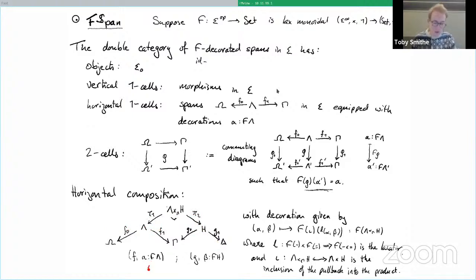On the decorations, it's a little bit more complicated. Say alpha is the decoration for F over lambda, and beta is the decoration for G over eta. Then the decoration is given by this complicated looking thing, F of iota of L alpha beta. So L is going to be the laxator. In the case of the probability distributions that I've been talking about, this is just the commutativity of the distribution monad, at least its functor, with the product structure on E. And this iota is just the inclusion of this pullback into the product.